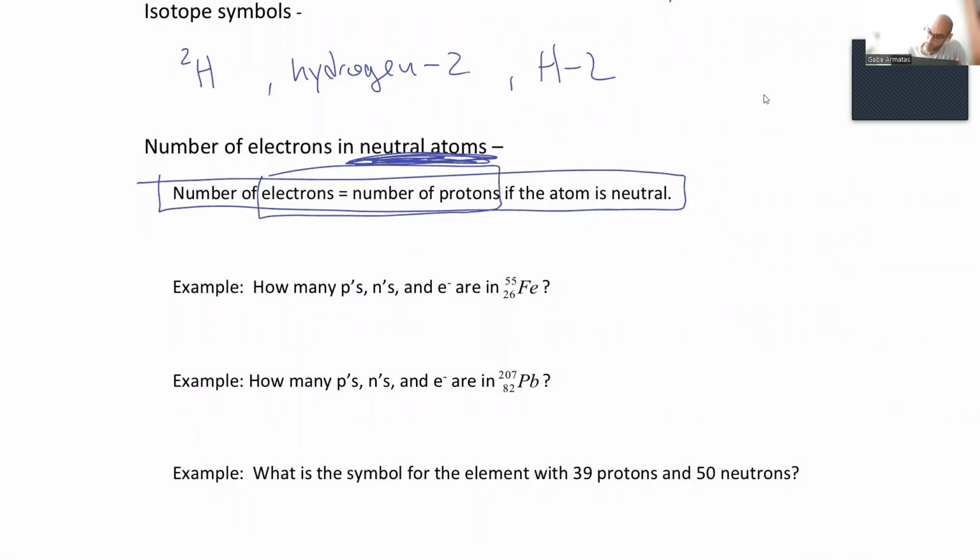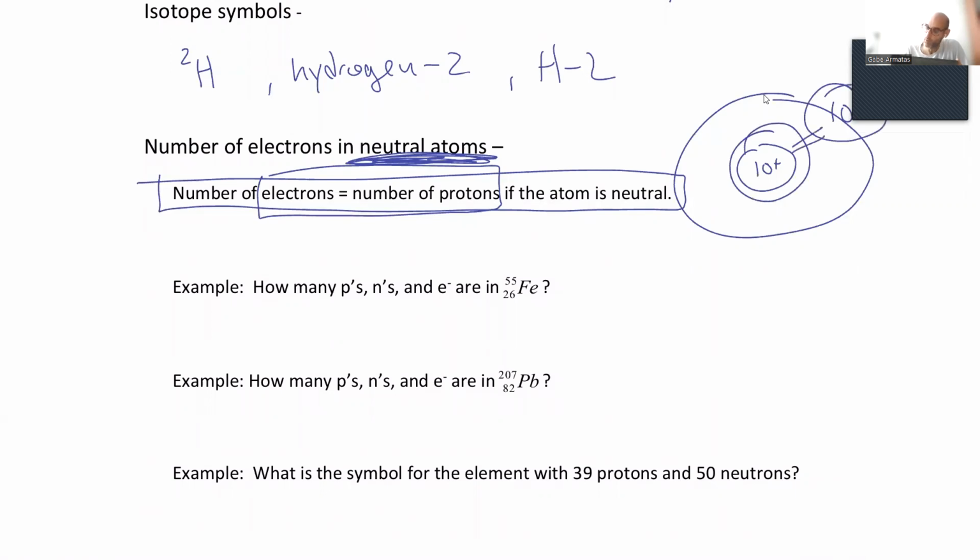So if I have a nucleus with 10 positive charges, or 10 protons, that means around the outside I need 10 electrons as well, right? Because those 10 electrons are negative. So the 10 plus and the 10 minus, overall, the charge is going to be equal to 0. So it's going to make it neutral.